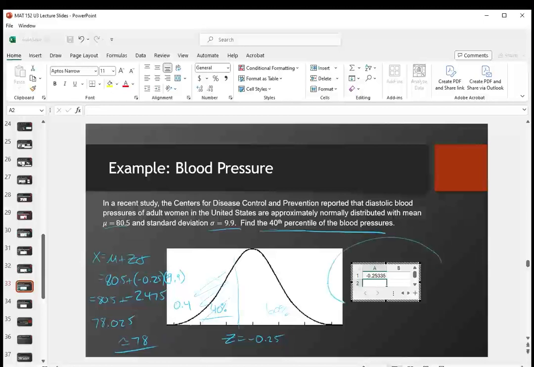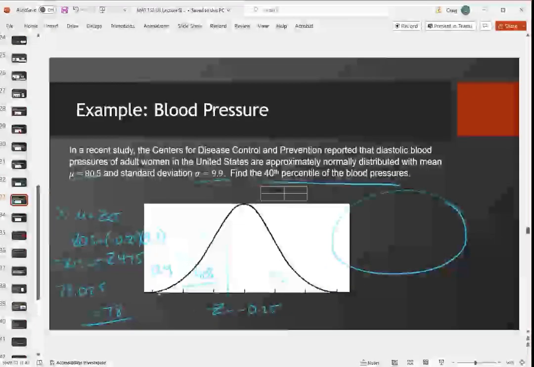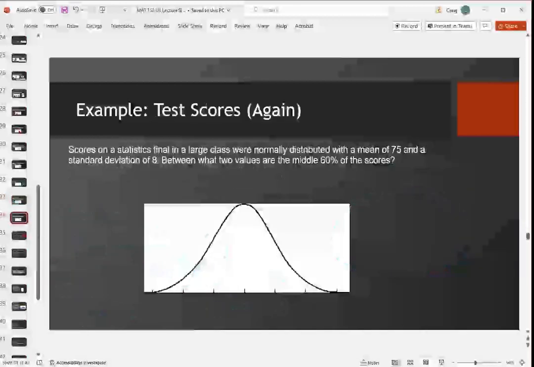Use Excel to go from the probabilities to the z-scores and from the z-scores to the probabilities. And then do the rest by hand because it's much easier to do it that way. Last example in this section. Scores on a statistics final in a large class are normally distributed with a mean of 75 and a standard deviation of 8. Between what two values are the middle 60%?